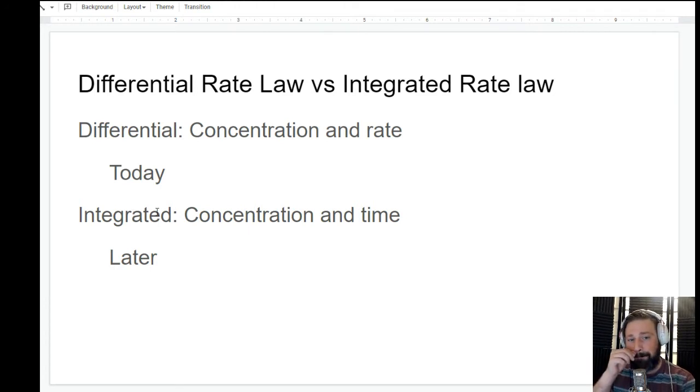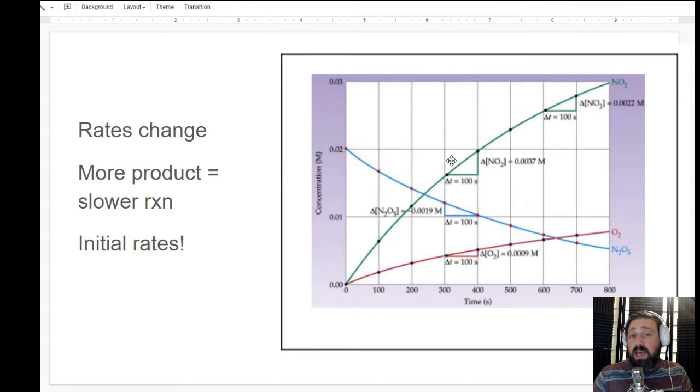So, those are two separate questions. And what I'm going to talk about today is this differential rate law. Basically, how does the concentration change the rate? So first off, does the concentration of your reactants and products change the rate? Yes, it does. You might remember this figure from the last lecture. Let's look at this here.